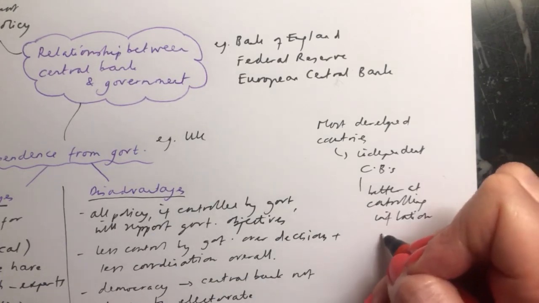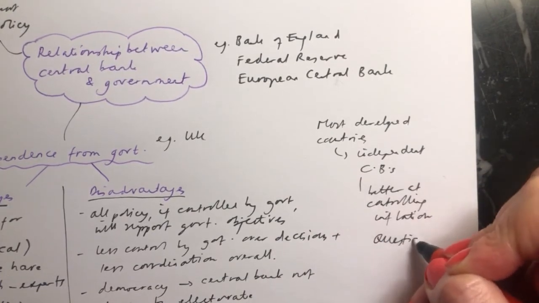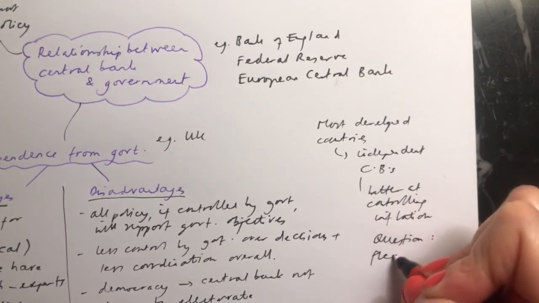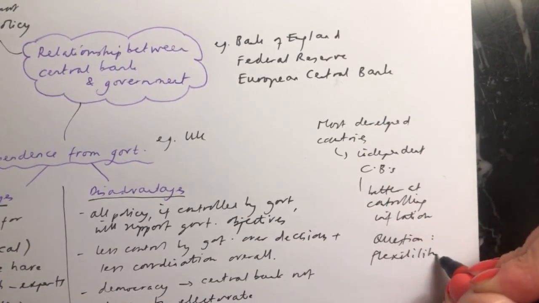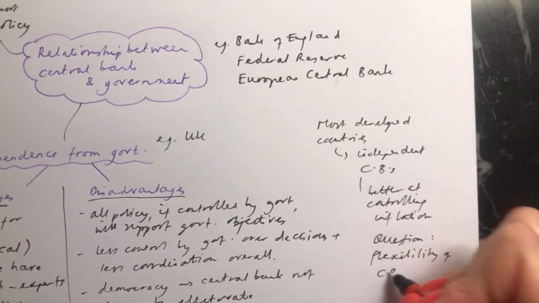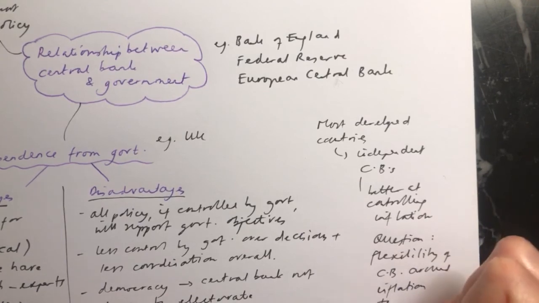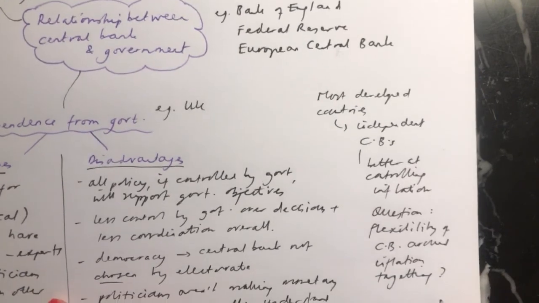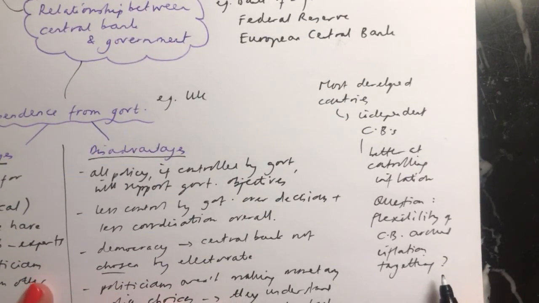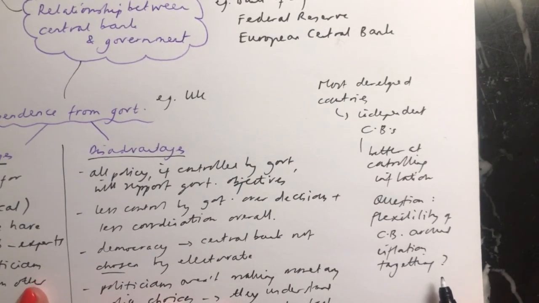But you also need to question the flexibility of the central bank around inflation targeting. Are they willing to go away from their inflation target and actually look at the economy more widely? Or do they always stick to that, and that's actually to the detriment of the economy?